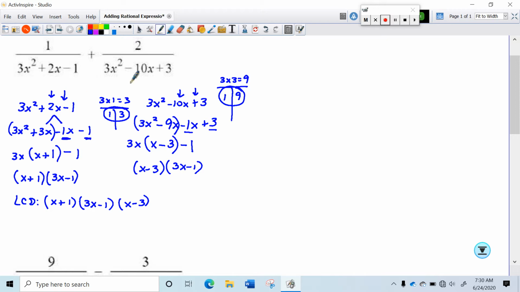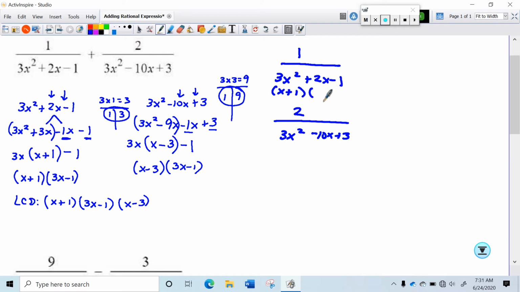Okay, so I'm going to write each one of these original ones vertically. 1 over 3x squared plus 2x minus 1 and 2 over 3x squared minus 10x plus 3. However, when we factored that, this one was x plus 1 times 3x minus 1, and this one was x minus 3 times 3x minus 1.